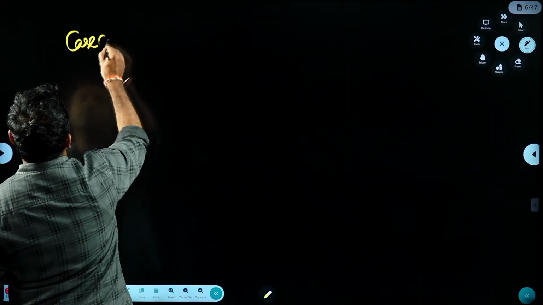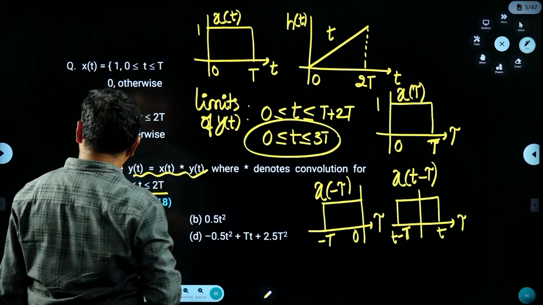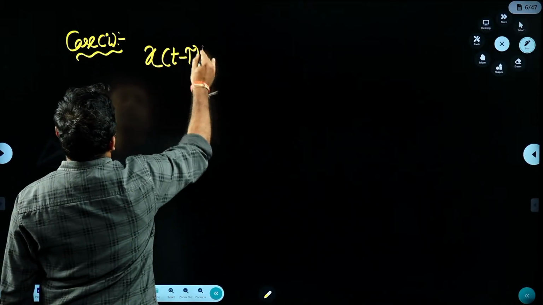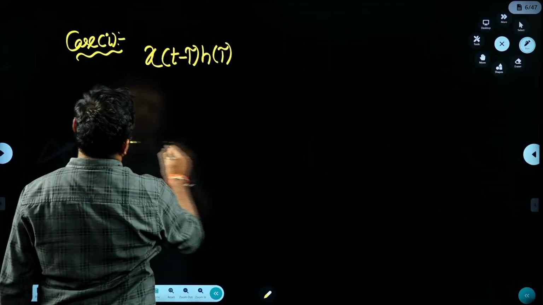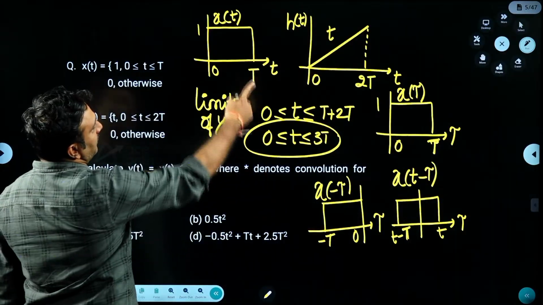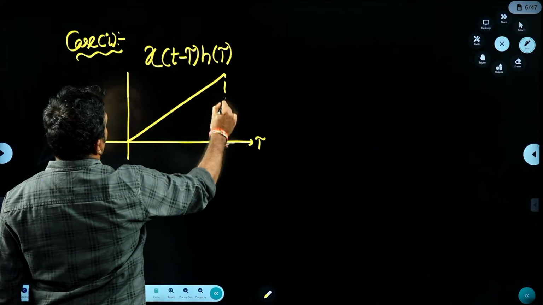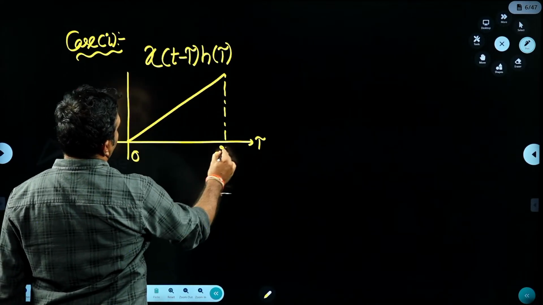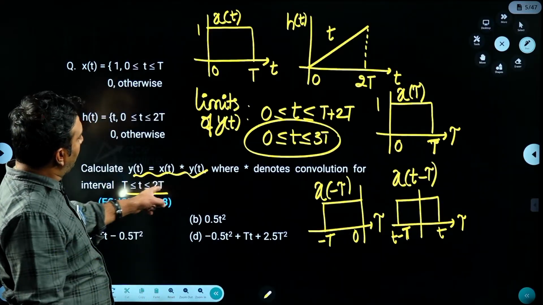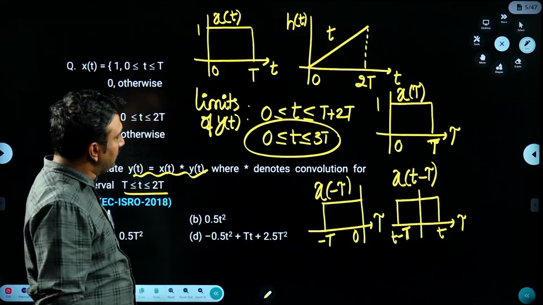So let us assume a specific case, because you want to multiply which functions here? x of t minus tau and h of tau. Which signal remains the same in its position? The signal h of tau remains in its position, which is covered from 0 to 2T range. How to take the overlap: we are expecting output only for which range? Capital T to capital 2T.